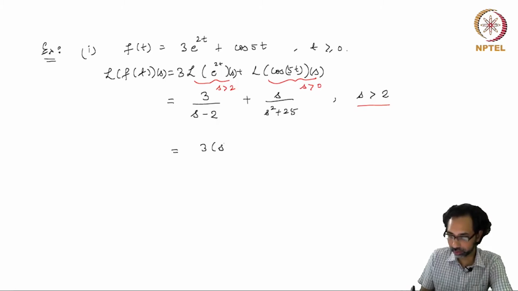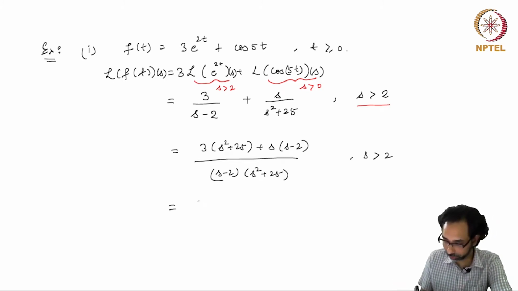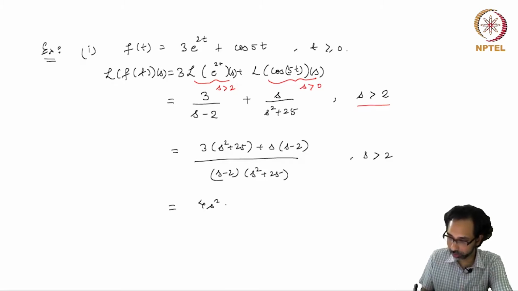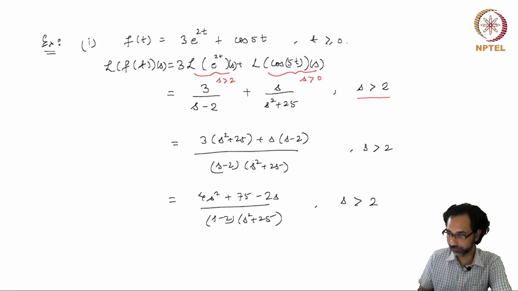So you can try to write it in this form, plus s minus 2 over s minus 2 times s squared plus 25, s greater than 2, and here one gets 4s squared plus 75 minus 2s over s minus 2 times s squared plus 25, for this region s greater than 2.